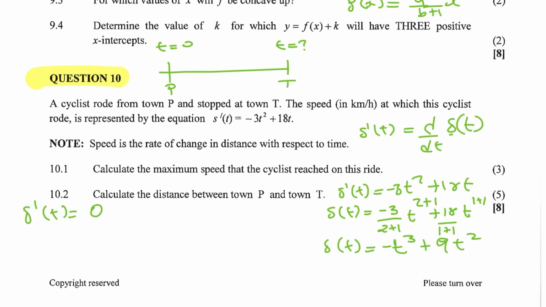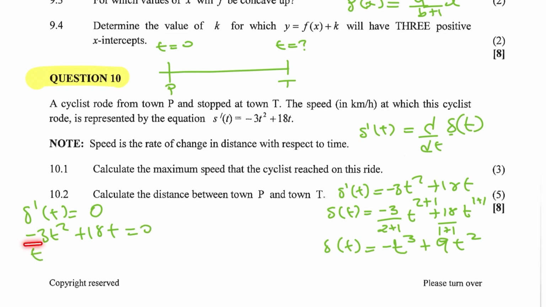We know that at these 2 points, at P the time was 0, but at T we don't know what the time is, so we need to figure out what that time is. The way to find both times is basically taking the derivative of this, equal to 0. So for T, you're going to have negative 3t squared plus 18t is equal to 0. Of course, we know the other t is 0.